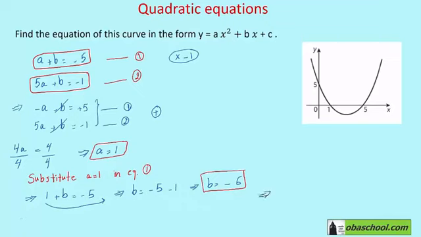Now we have found the values of both a and b. So the equation is going to be y equal to 1x squared minus 6x plus 5. And that would be the final equation and the final answer for this question.